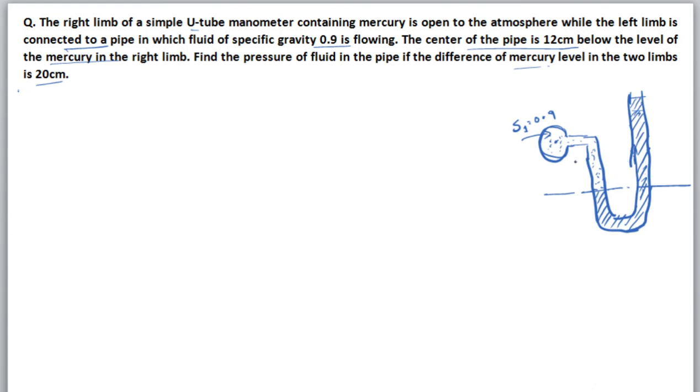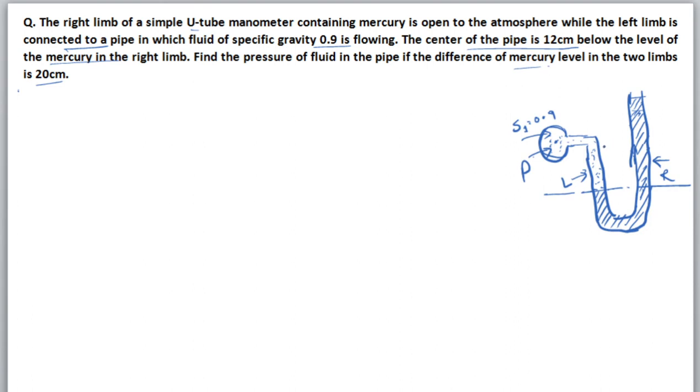This is the U-tube manometer. This is the pipe to which the U-tube manometer is connected in order to calculate the pressure. The pressure inside the pipe, let us consider it as P. This is the left limb. This is the right limb. The shaded portion contains mercury, while the dotted portion contains the light liquid.